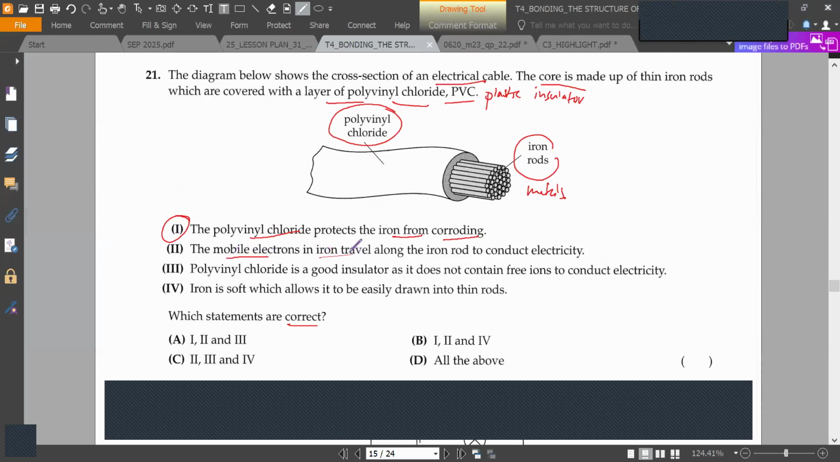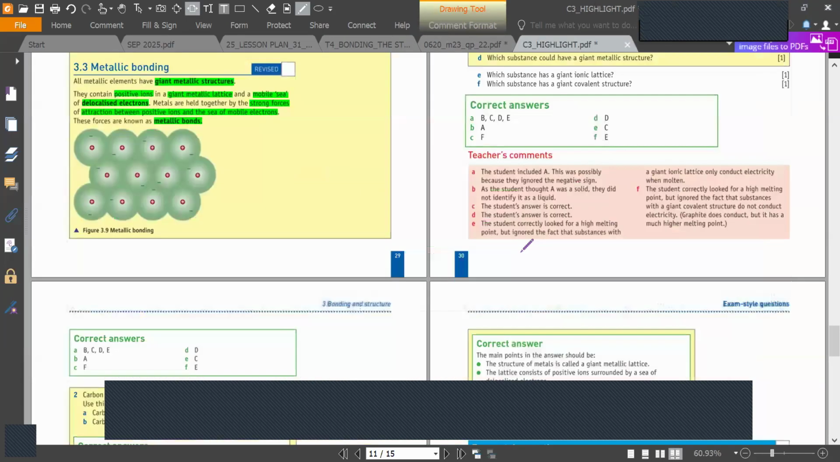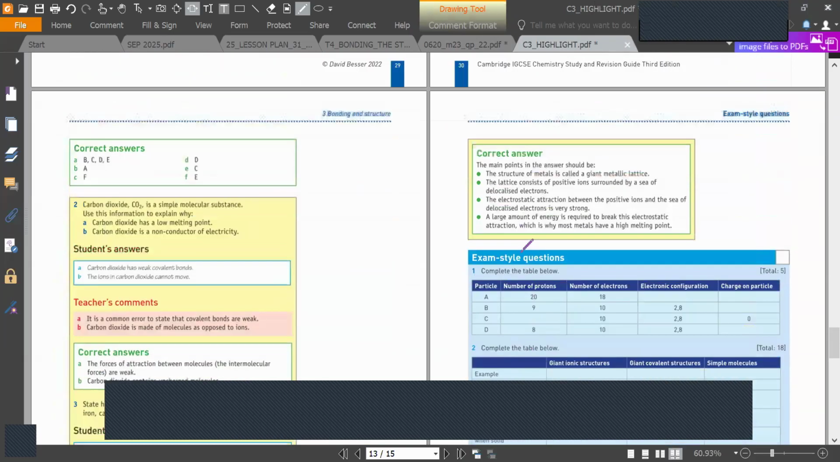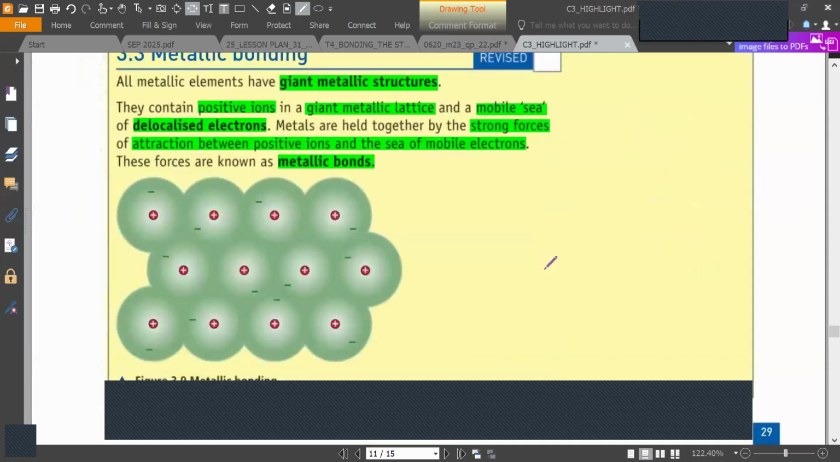The mobile electrons in iron travel along the iron to conduct electricity. Yes. So looking at the notes, metallic bonding. Iron is a metal, so it will form metallic bonding.